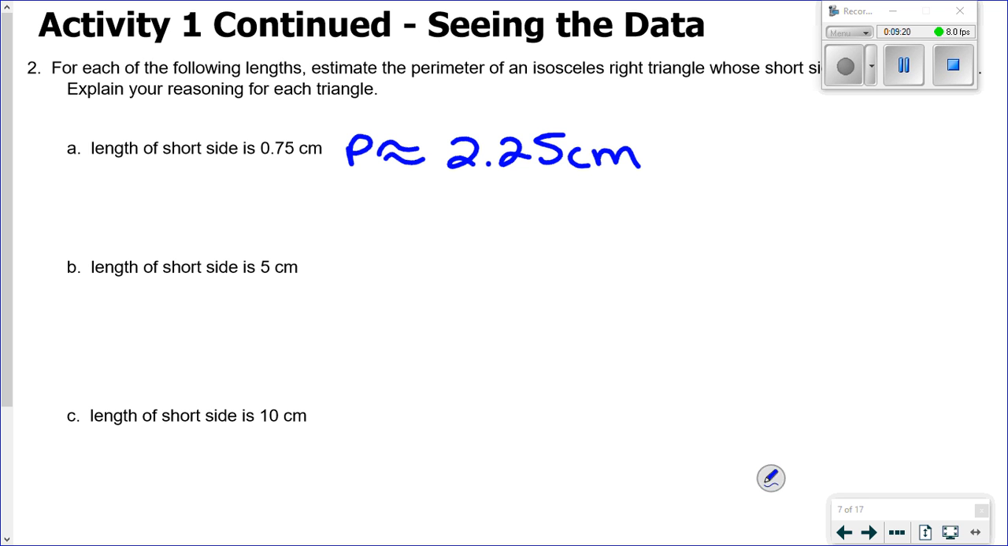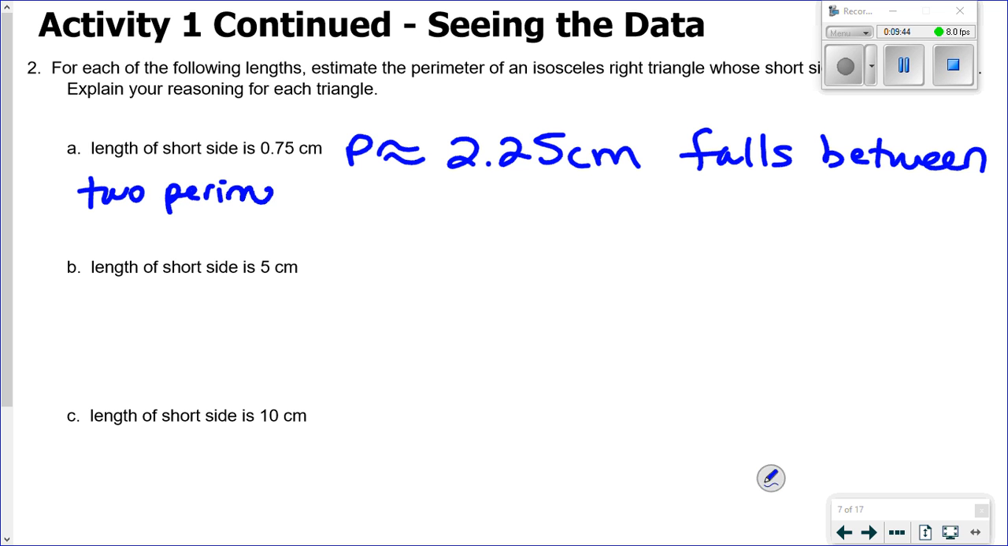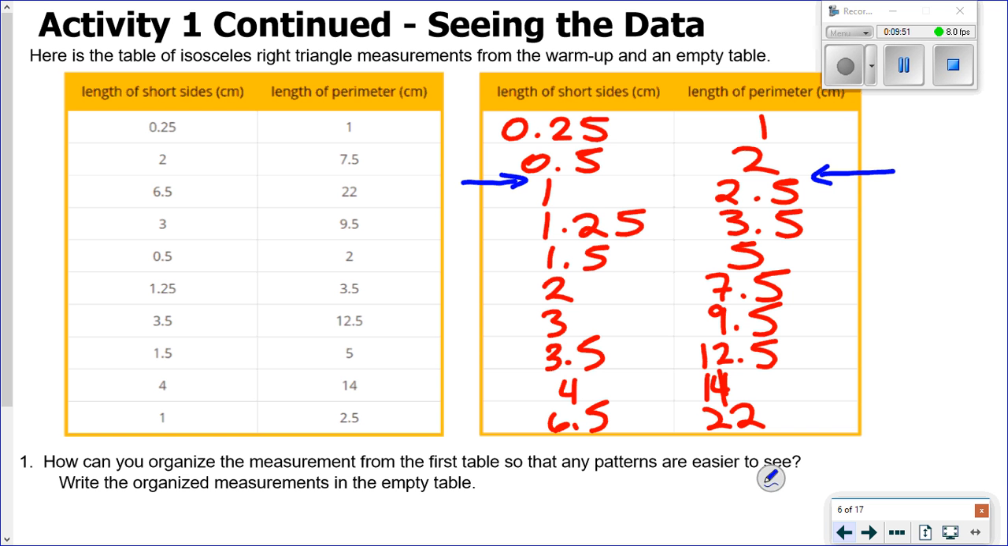It's between the perimeters of the triangles whose short side lengths were 0.5 centimeters and 1 centimeter. So 2.25 centimeters falls between the two perimeters that correspond, which would be between 2 and 2.5.